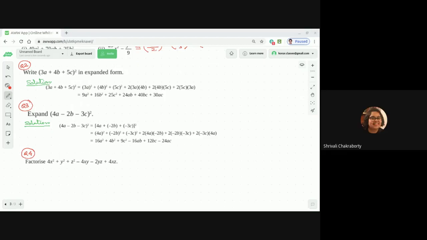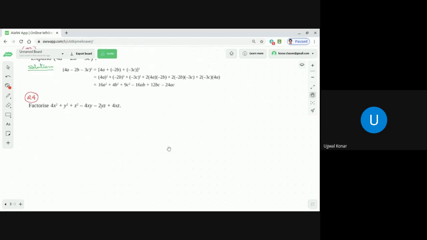So will it be like 2x minus y plus z into 2x minus y plus z? Perfect. Appreciate. Very good. Great one. So, dear students, how are we doing this one?